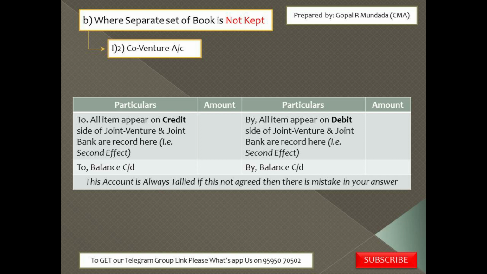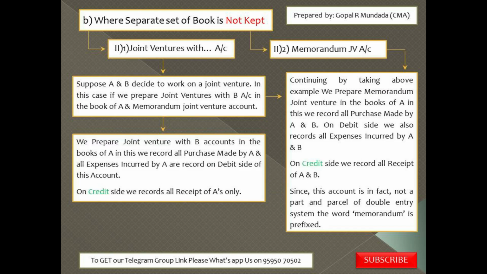So guys, suppose there are 3 co-venturers, then 3 co-venturer accounts will be opened, first, second and third, and the respective transactions which are debited and credited to the joint venture account will appear in this account on the opposite side. This is a personal account, and it records the transactions or expenses incurred by the joint venturer and recorded in the joint venture account, and the opposite effect of the joint venture account is considered in this account.